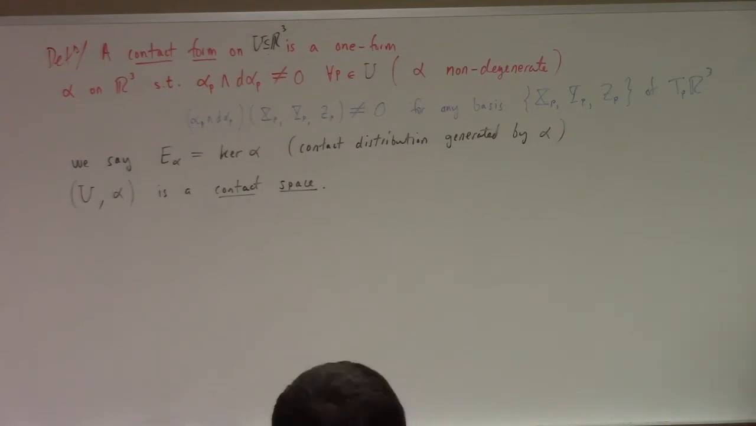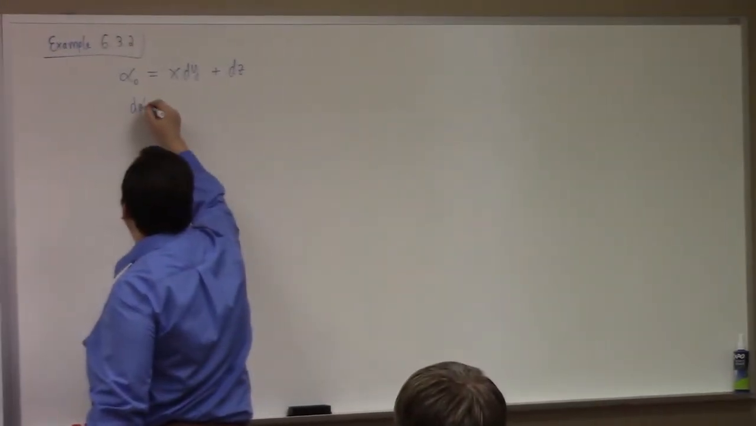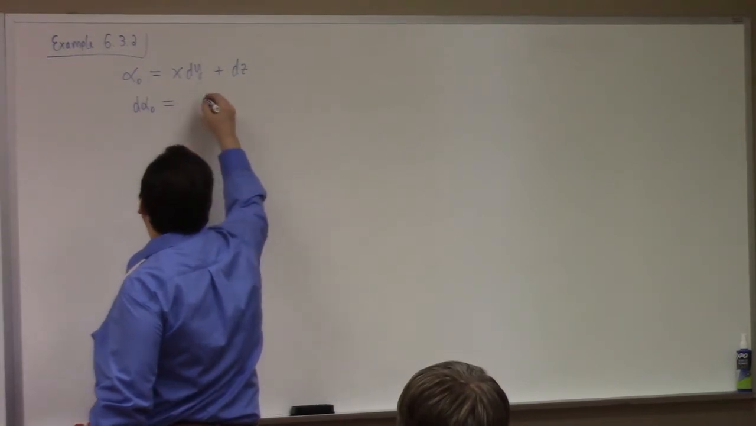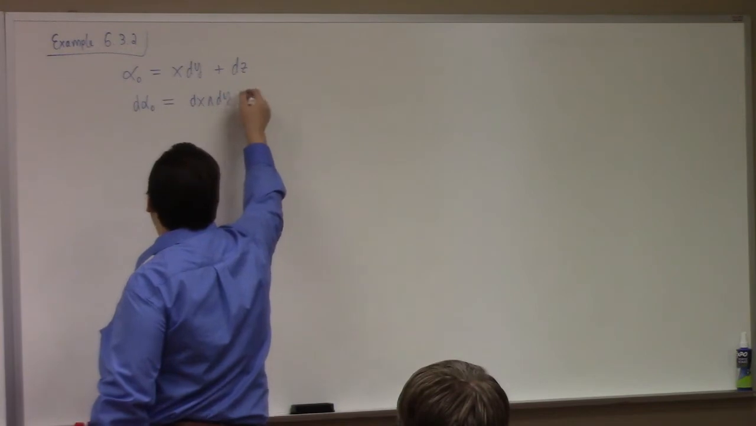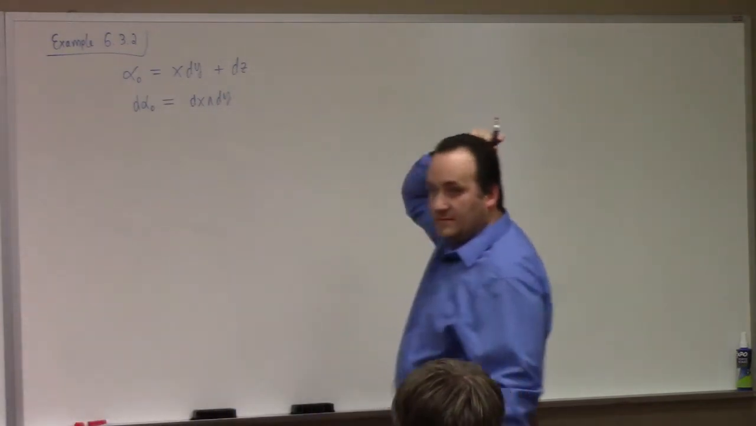In 6.3.2, he defines alpha sub naught to be x dy plus dz. And this is in R3 with the usual x, y, z coordinates. So this is the so-called standard contact form. Why is that? Well, if we calculate d alpha naught, what do we got? We just got dx wedge dy.